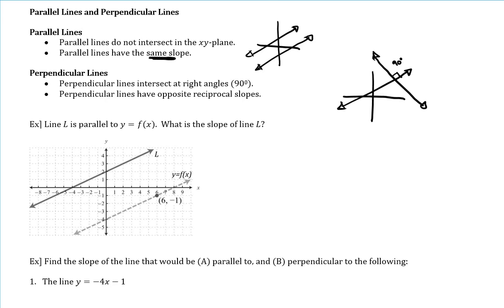Perpendicular lines have opposite reciprocal slopes. So opposite means opposite sign. Choose whatever the sign is, opposite. And then reciprocal, remember, means to flip. So we'll break down those cases.